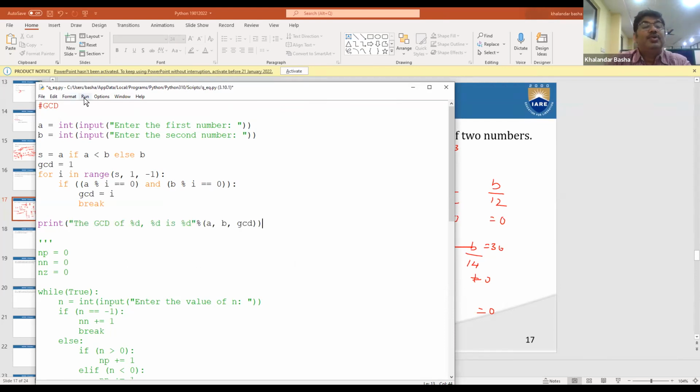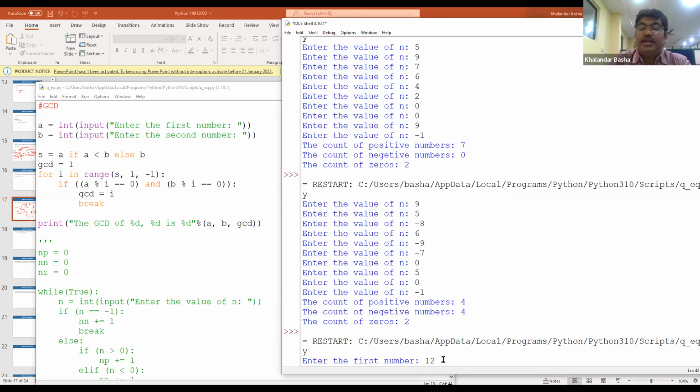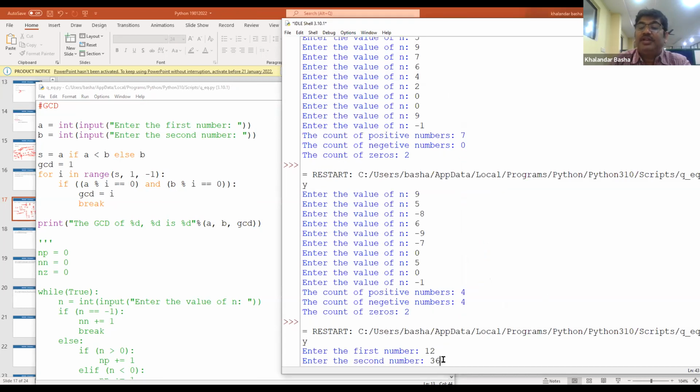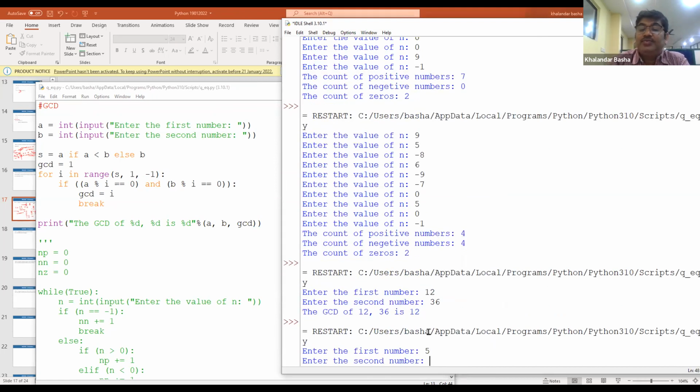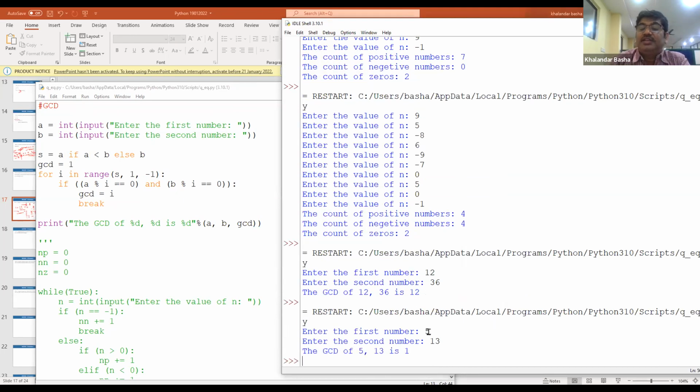So now we will run this program. Enter the first number. I'm taking 12. The second number is 36. So the GCD of 12 and 36 is 12. Again, I'll run this. Now I'll take the prime numbers. One is 5, another one is 13. So what is the GCD value? 1.